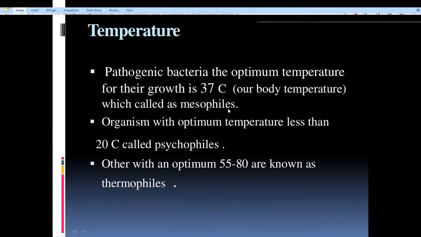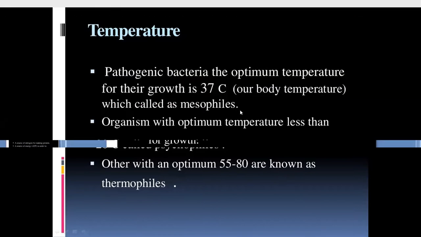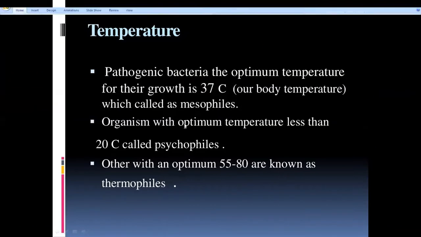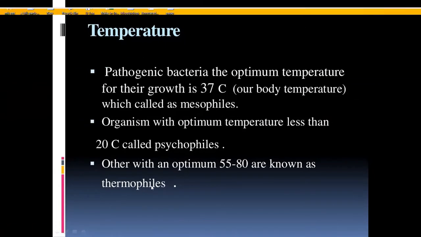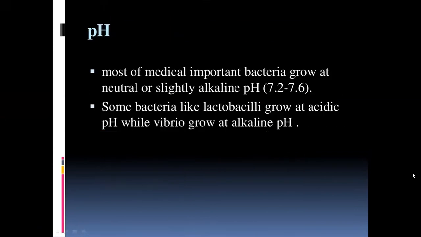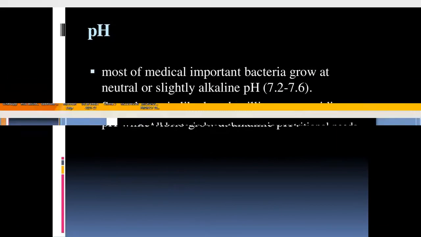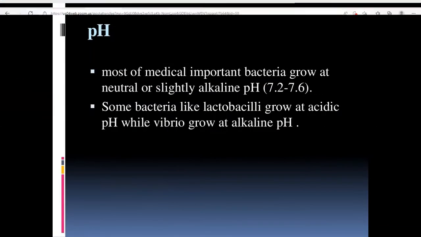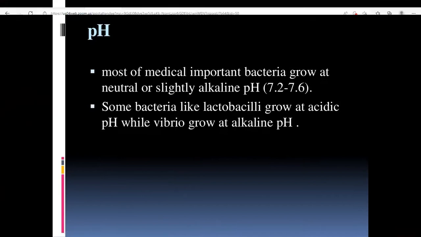Again, philes or philic means loving. Mesophiles are organisms which love normal temperature. Psychrophiles love lower temperature. Thermophiles love higher temperature. Coming to pH, most microorganisms, or medically important bacteria, grow at neutral or slightly alkaline pH, in the range of 7.2 to 7.6. Some bacteria can grow at acidic and some at alkaline pH.